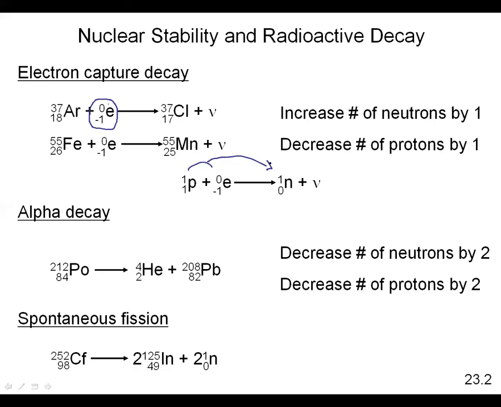And if you just do the math on the proton and the electron, 1 plus 0 on top gives you 1. 1 plus -1 on the bottom gets you 0. And a 1 and a 0 is a neutron that is being formed.